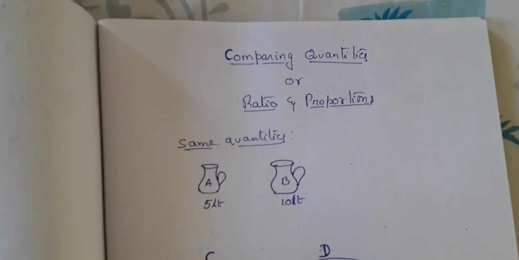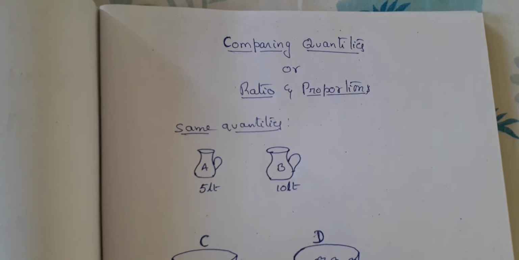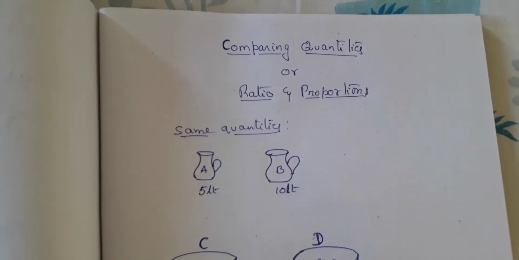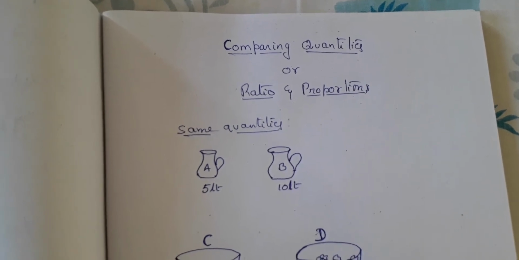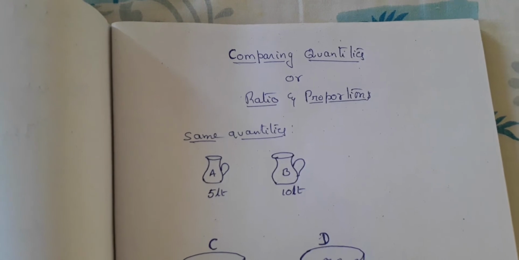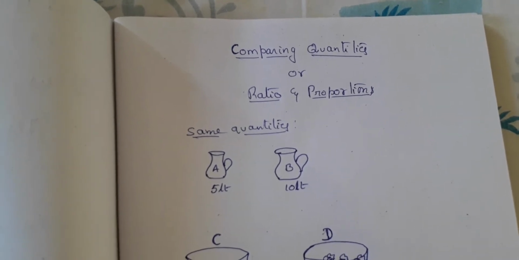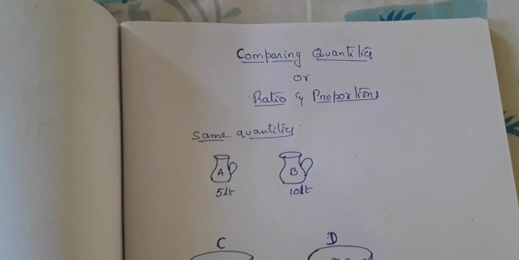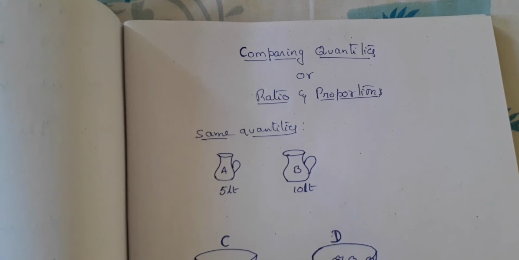Good morning, children. Now, the next topic is comparing quantities, or ratio and proportions. See, how do we compare quantities? Can we compare a bike to a car? Can we compare water to milk?